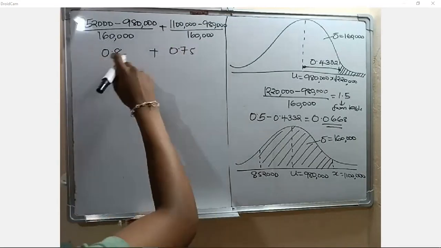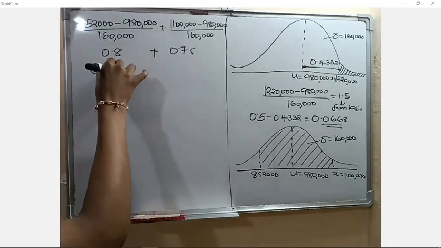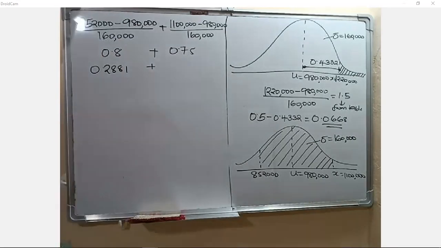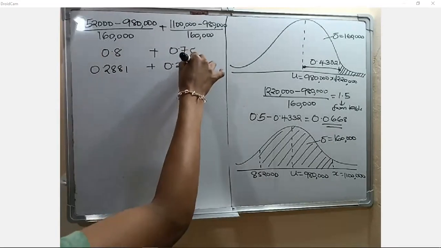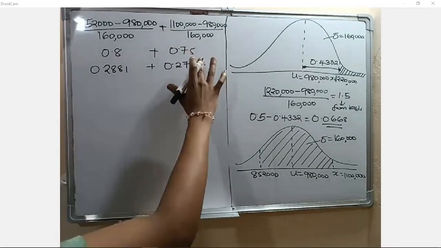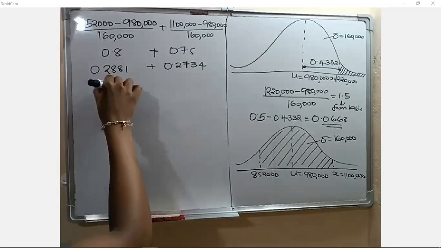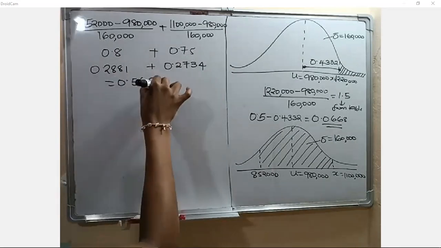And you look at the table. So 0.8, from the table, is giving you 0.2881. Then 0.75 is giving you 0.2734. So in this case, you just say 0.2881 plus 0.2734. I'm getting 0.5651.